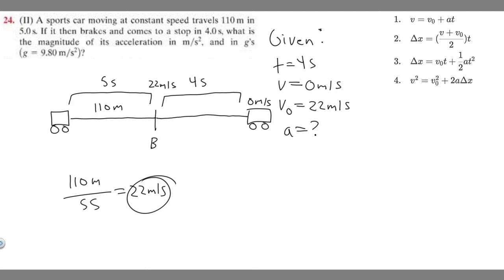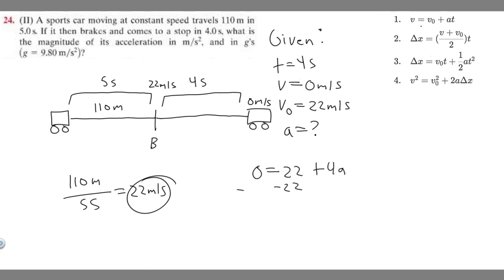And so now we can actually solve. Which equation do we want to use? We're focusing on this area right here, and if you see what we're given, we're not given delta x, which is just a distance, so we're not going to use that. And if you look here, for equation 1, we're given all the variables. We're given v sub 0, t, and we're solving for a. So let's just plug everything in and solve. So v, which is 0, equals v sub 0, which is 22, plus a, which is what we're solving for, times t, which is 4. So plus 4a.